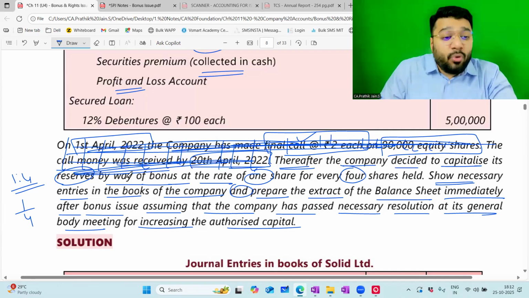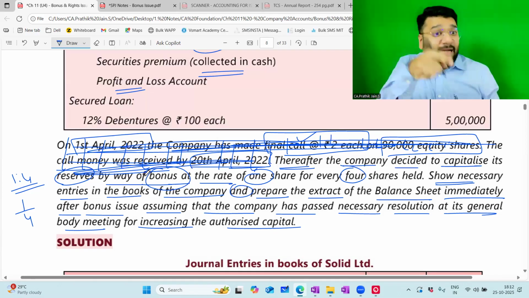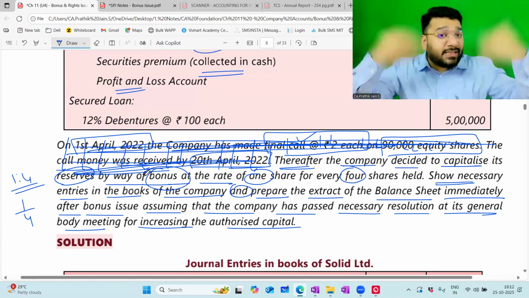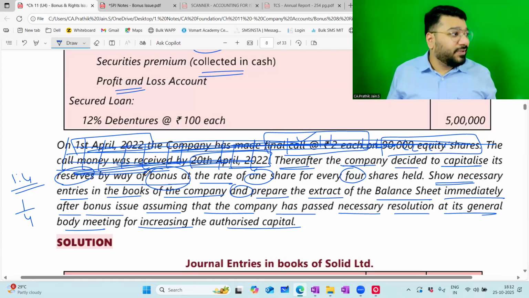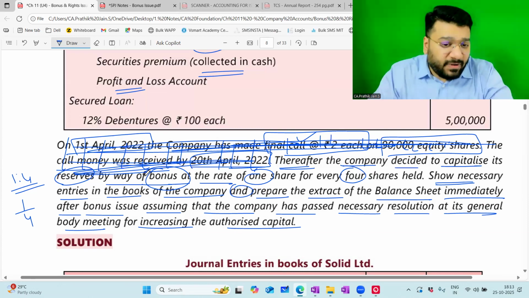And if the question says that bonus is being given, they will not give it in violation of law. Law is satisfied means call is received. This way, they can complicate the question in the exam. Okay? Wonderful.